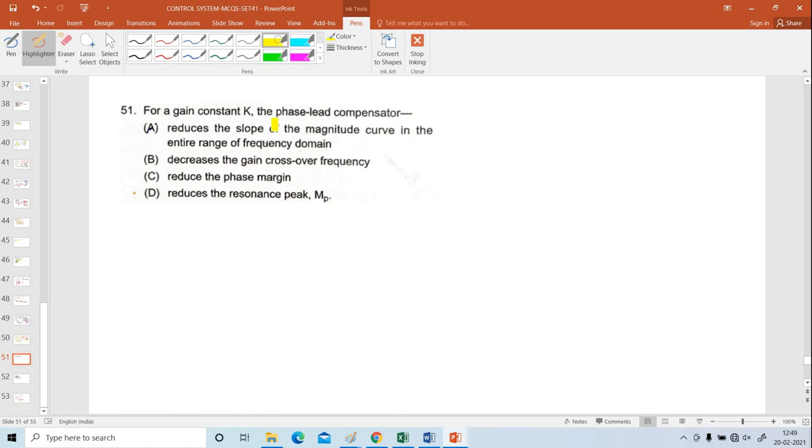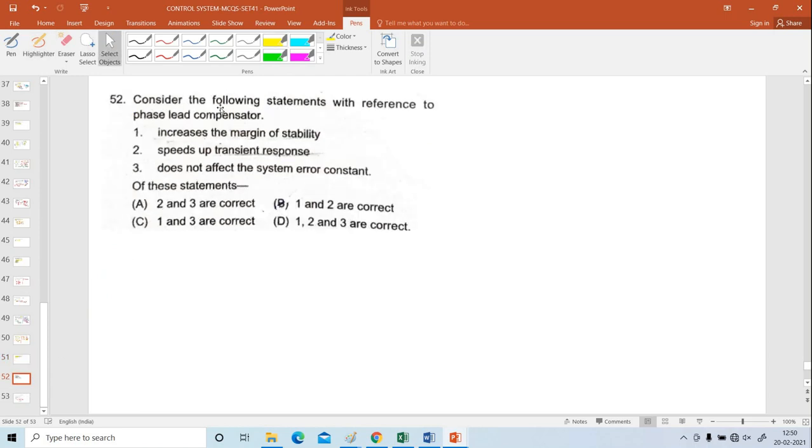Next, for a constant k, the phase lead compensator reduces the slope of the magnitude curve in the entire range of frequency domain, is the correct answer. K is constant so that it reduces the slope. Next problem, consider the following statements with reference to the phase lead compensator. It increases the margin of stability and speeds up the transient response, both are correct. It does not affect the system error constant, so that is wrong. So B is the correct answer.